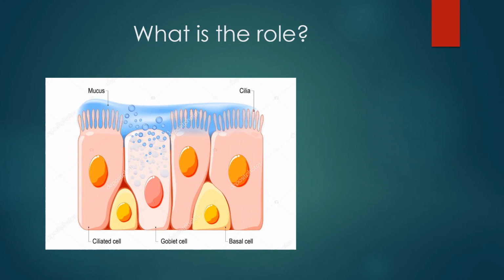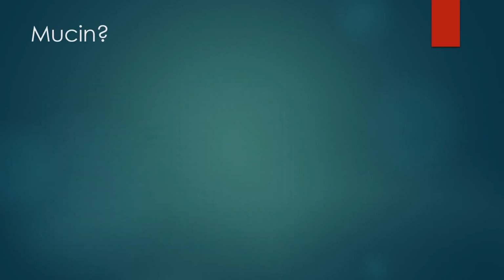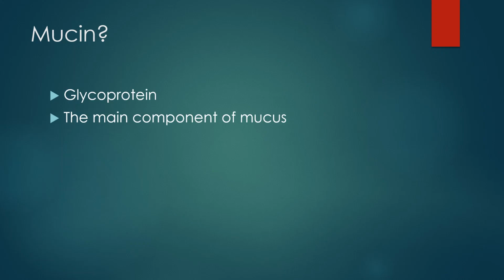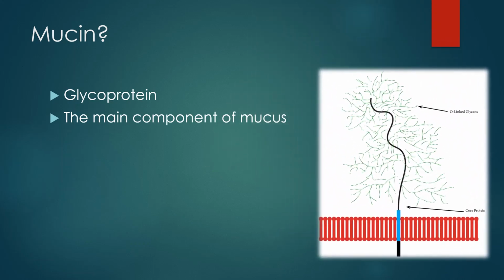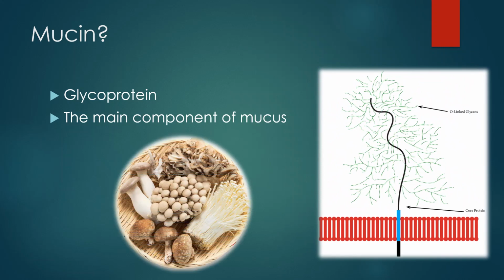The main role of goblet cells is to produce mucus such as mucin. This mucus protects and repairs the epithelium. Mucin is a glycoprotein. The main component of mucus is mucin. Mushrooms contain a lot of mucin.